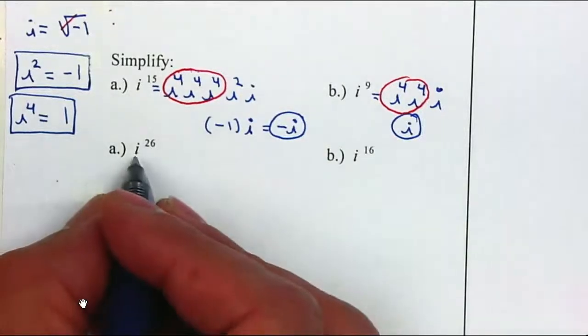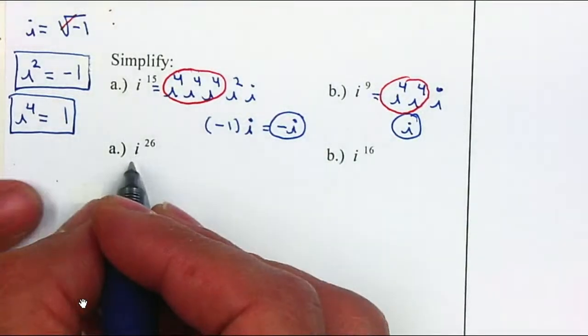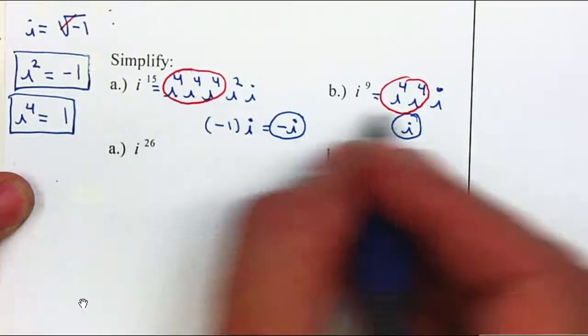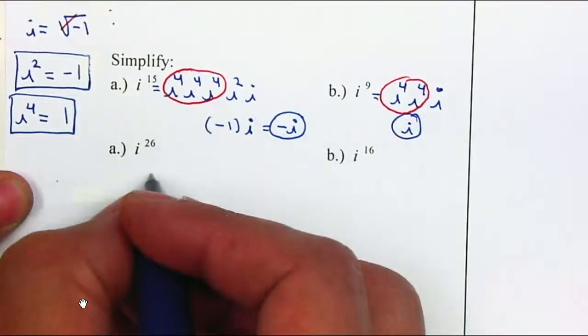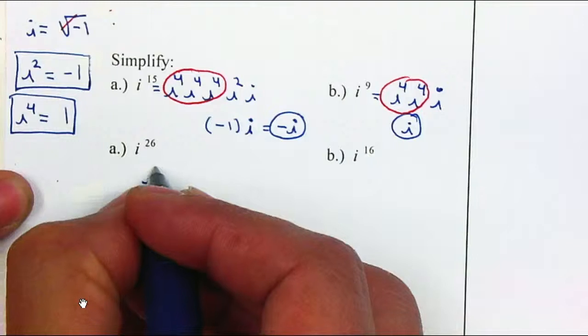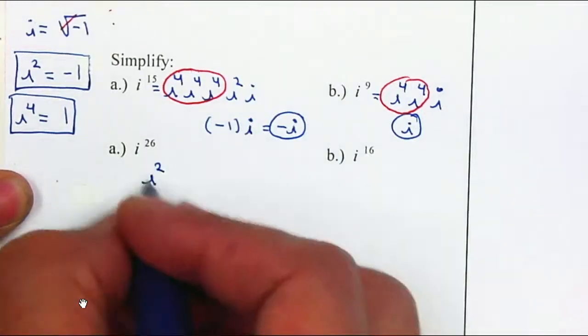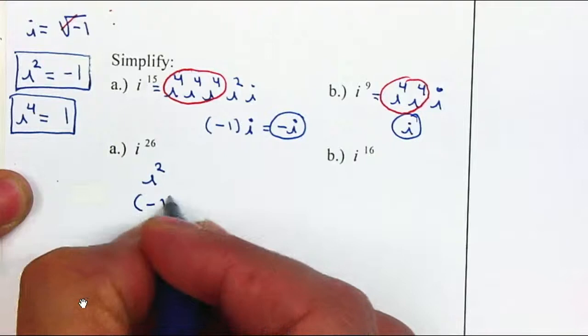I to the 26. How many i to the 4th do I have in there? I have 6. I'm not going to worry about them because they're just 1s. So how many are left? We have 2. 6 times 4 is 24, and 2 more are 26. I to the 2nd power is equal to -1.